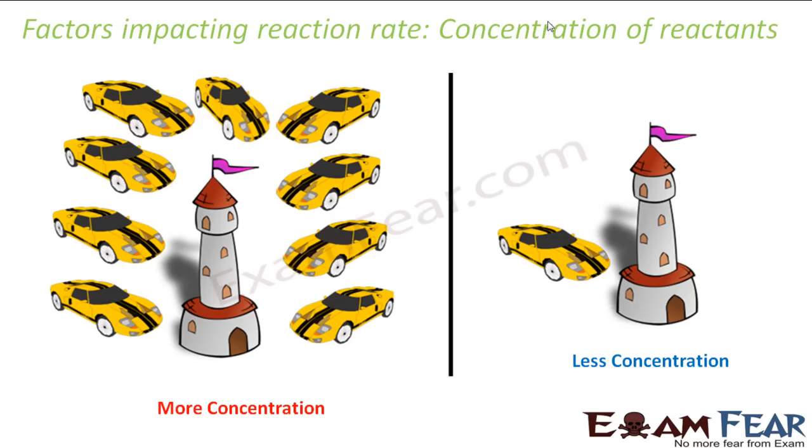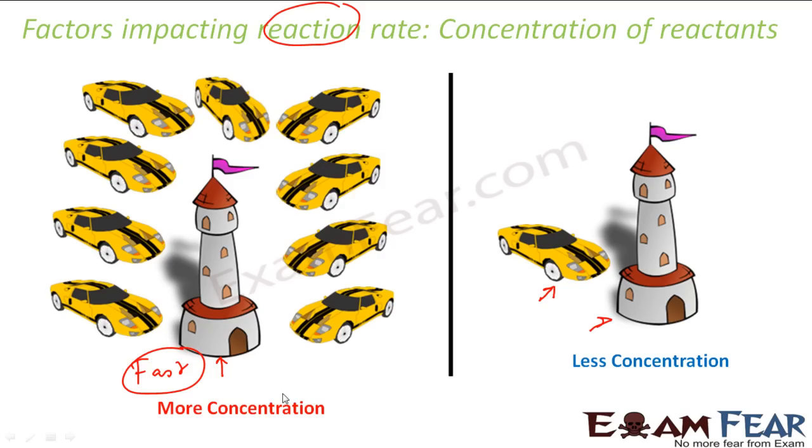The next, in fact the most important, factor that impacts the rate of reaction is the concentration. On the left hand side, you see more concentration; on the right hand side, less concentration, right? The target is still the same. Now, one car is assigned to break this tower. In this case, instead of one car, we have almost 9 cars. Obviously, this will be fast, right? 9 cars can break this tower more easily than one car.